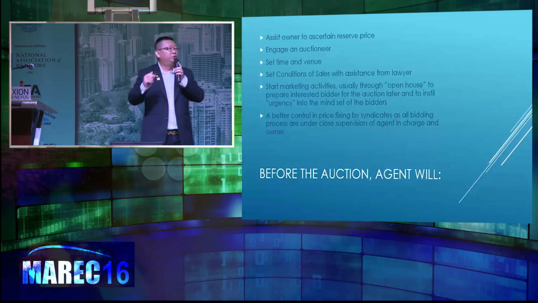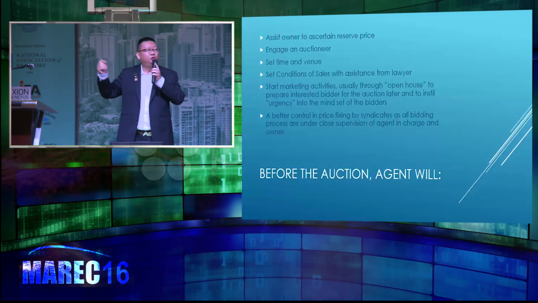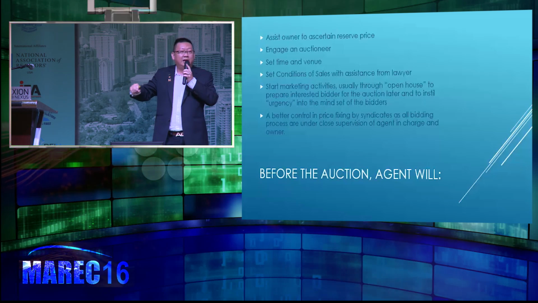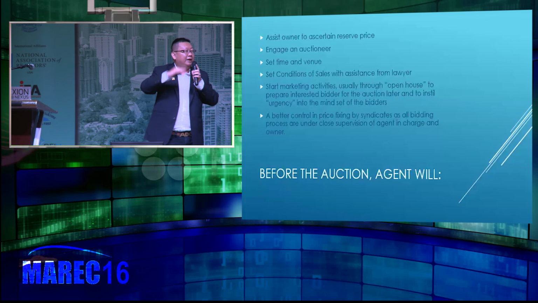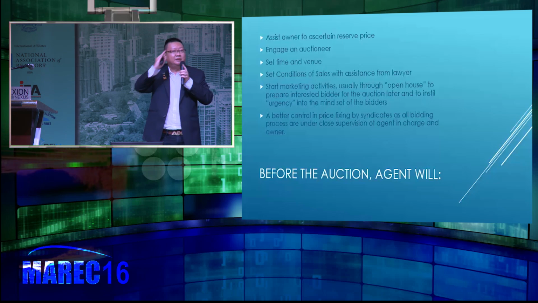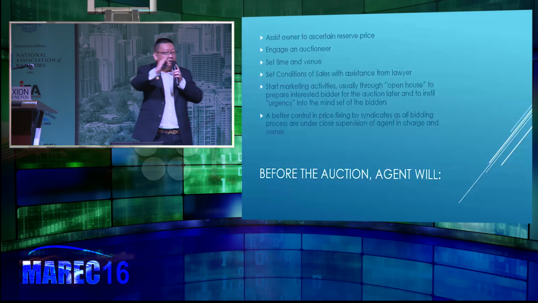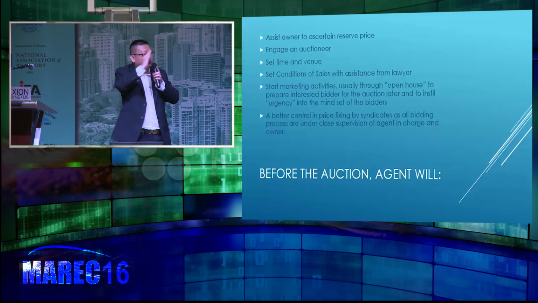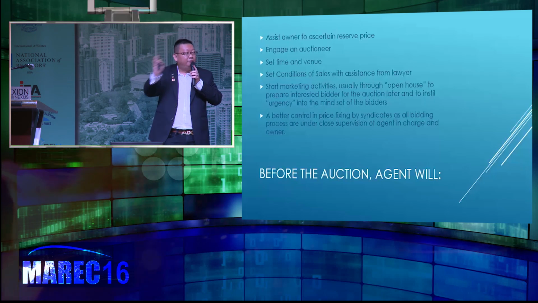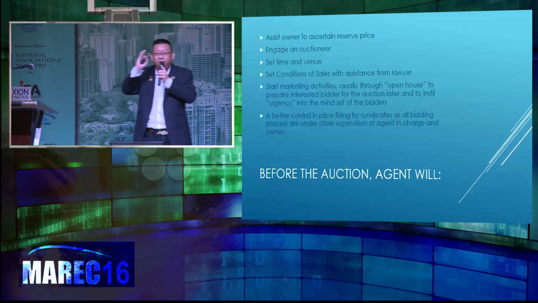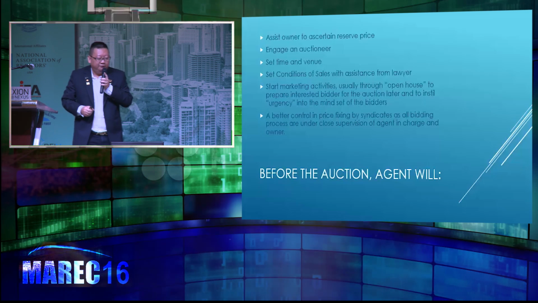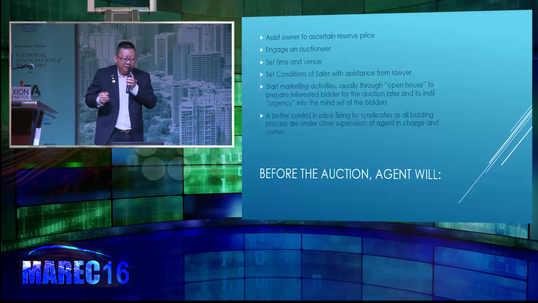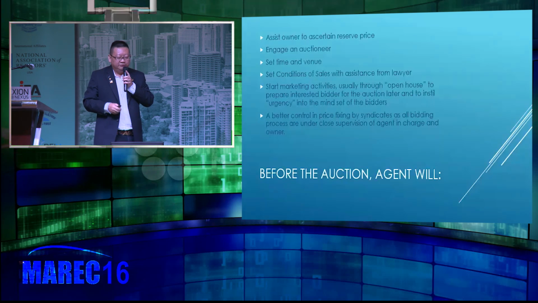What the Australians will do is probably hold an open house 2 weeks or 1 month before. That is to prepare the interested parties for their mindset: today I see so many people coming, so in 1 week's time, this is what we are going to do. All these people are going to fight together with you, so you had better be mentally prepared. And then there is better control in price fixing by syndicates, as all bidding processes are under close supervision of the agent in charge and the owner.